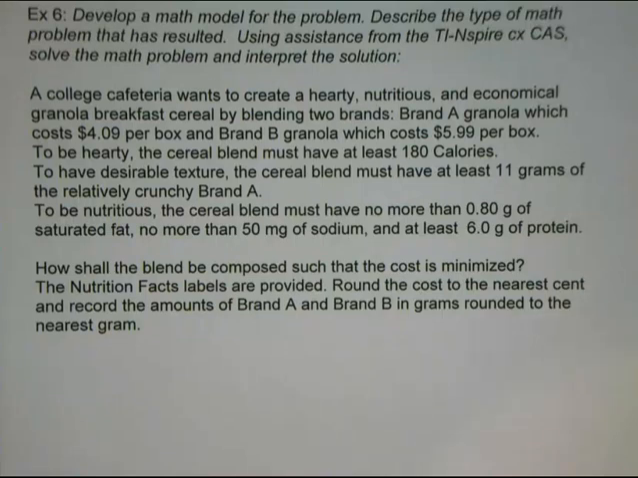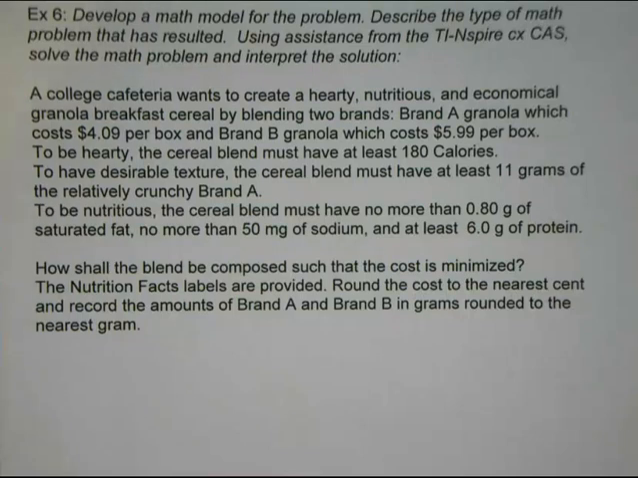To be nutritious, the cereal blend must have no more than 0.80 grams of saturated fat, no more than 50 milligrams of sodium, and at least 6.0 grams of protein. How shall the blend be composed such that the cost is minimized? The nutrition fact labels are provided. Round the cost to the nearest cent, and record the amounts of Brand A and Brand B in grams rounded to the nearest gram.